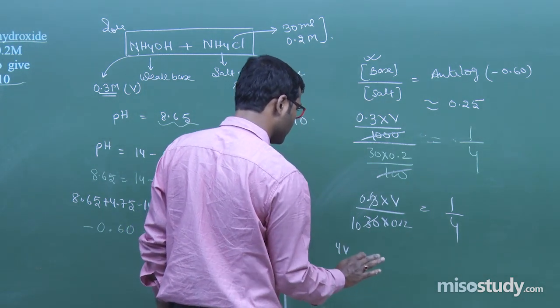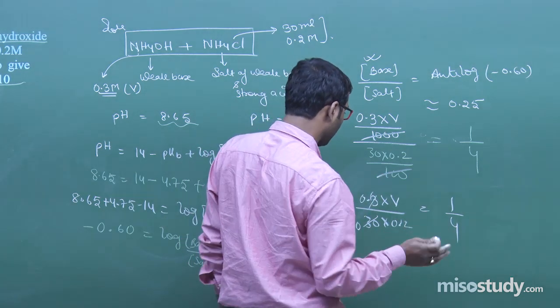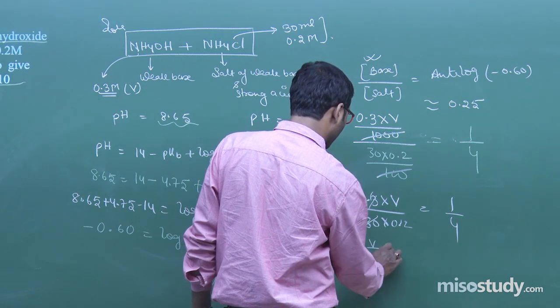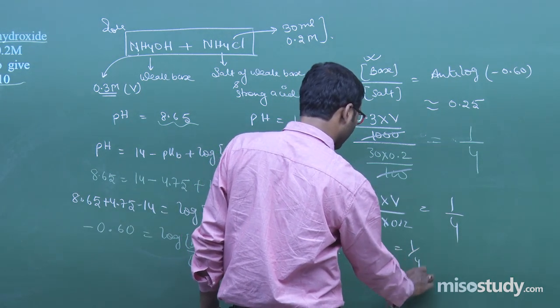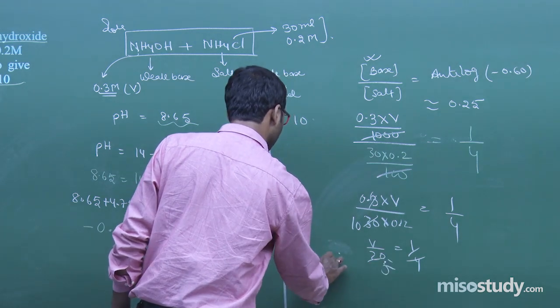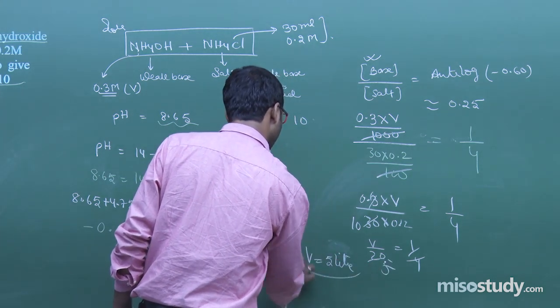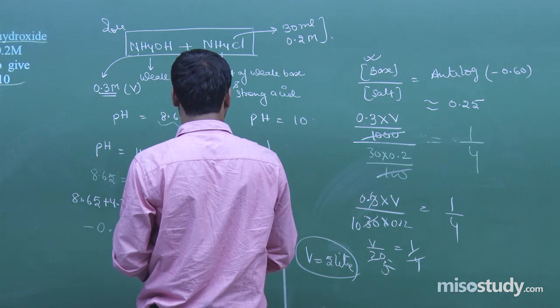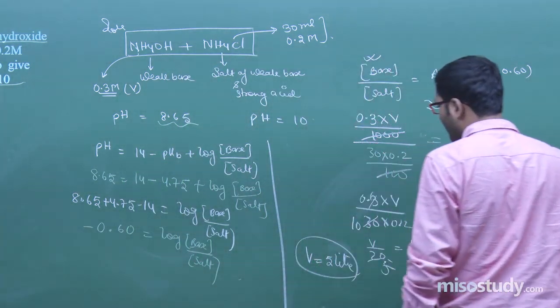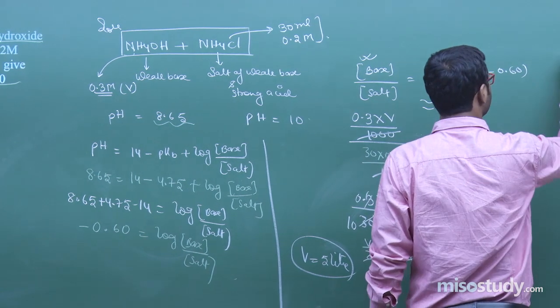Let me check the things once. Don't be in a hurry. V upon 20 is equal to 1 upon 4. So V is equal to 5 liter. Clear? First, when we take pH is equal to 8.65, we get the value V is equal to 5 liter. Now the second part, pH is equal to 10.